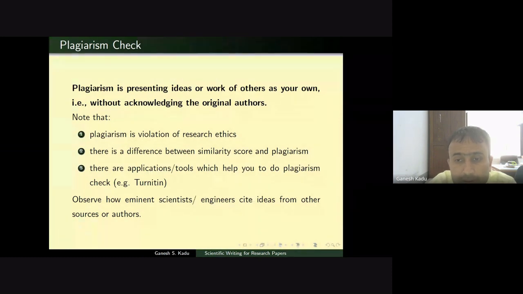unintentionally you may be doing it. Like when I was a PhD student, in the first year or so, we were asked to present. At the end of the first year, we were asked to make a report of the problems that you want to work on and present the report to the department.